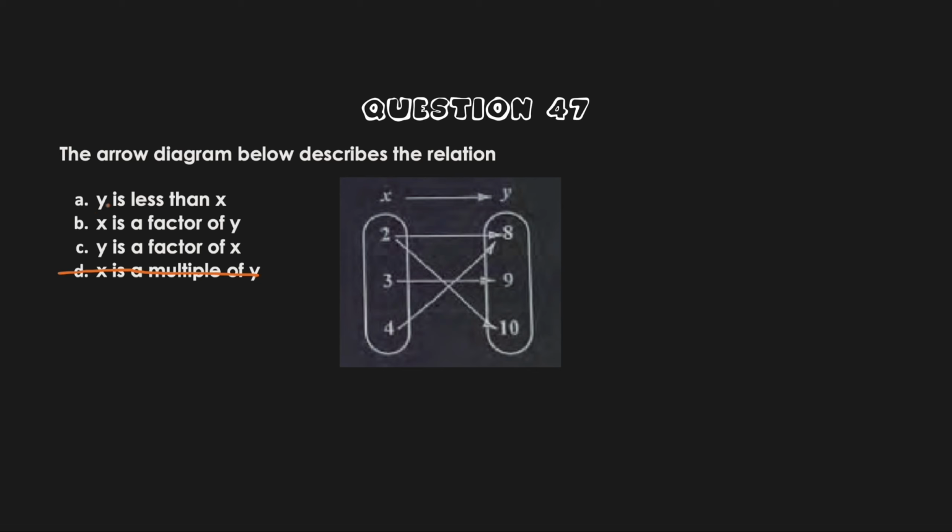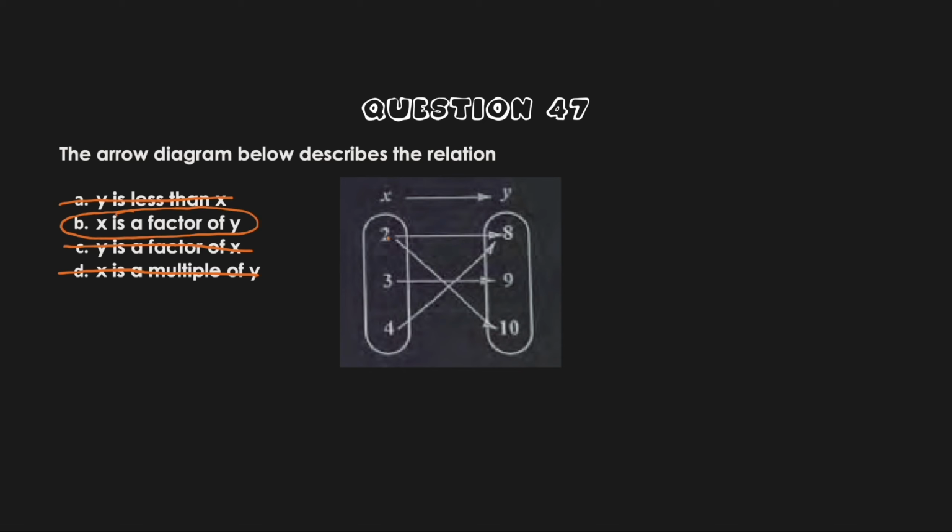Now, if you read the top one, it says y is less than x. Y is not less than x. Incorrect. So the two options that we have are x is a factor of y. Now, because these are bigger than x, we cannot say y is a factor of x. So that already eliminates that. So our only option is that x is a factor of y.